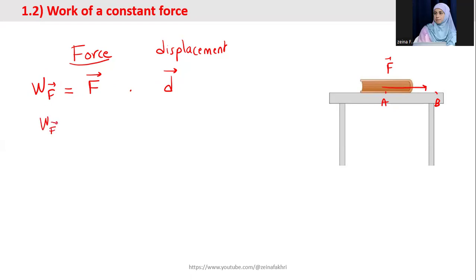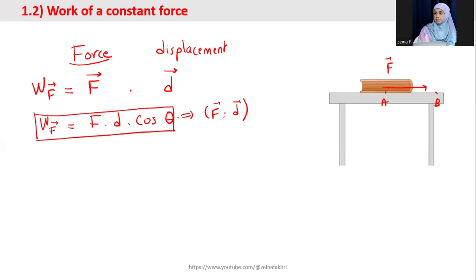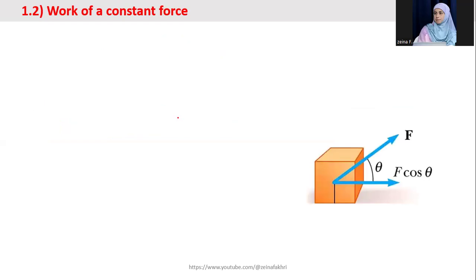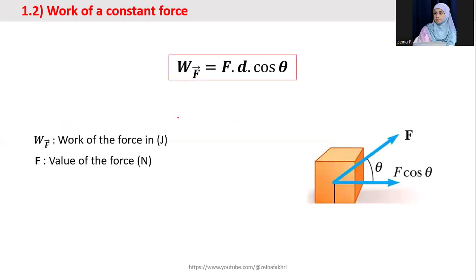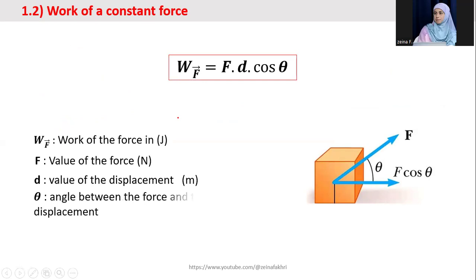The work of the force is equal to the force multiplied by the value of the displacement multiplied by the cosine of the angle theta, which is the angle between the force and the displacement. So this will be the work done by a constant force. Let's do now a small application. Here is the formula, and we have to pay attention that the angle theta is not any angle, it's the angle between the force and the displacement.